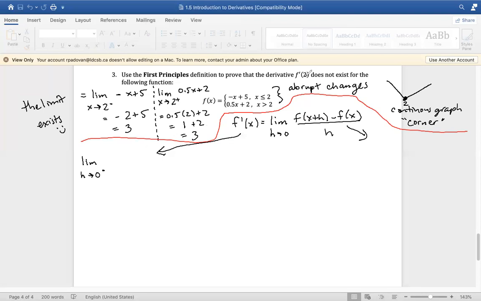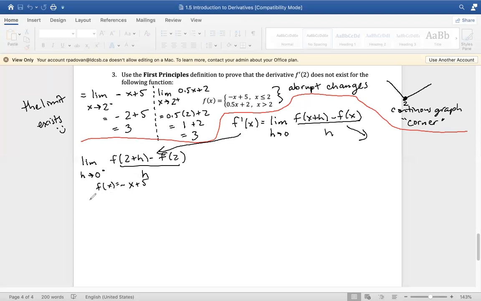my x value, I'm going to plug in what it wants me to. My x value is 2. So here in my equation, I'm just going to plug in x equals 2. That changes the original equation to f of 2 plus h minus f at 2 all over h. So now what's my equation? When I'm approaching from the left, remember, I was using the negative x plus 5 equation. So I'm going to use my negative x plus 5 equation for f of x.